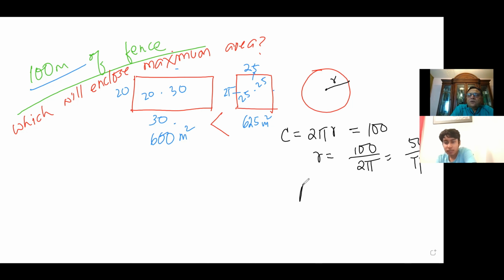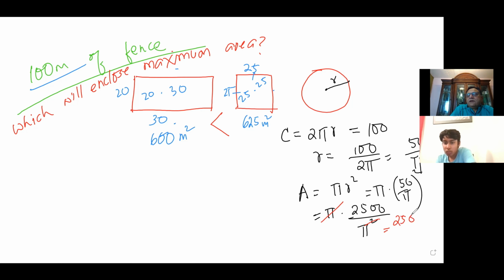So what is the area now? Area is pi r square, correct? So it equals pi times radius square, which is 50 over pi whole square, correct? So we have pi times, what is 50 square? 2500. And pi square. So one of the pi gets cancelled. So you get 2500 divided by 3.14, which is the value of pi. Tell me how much you get.